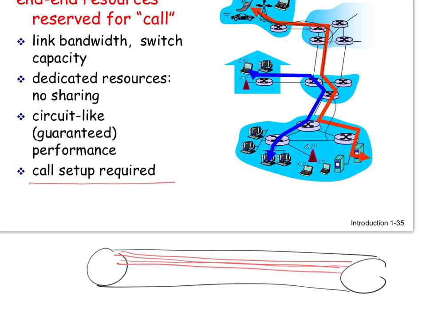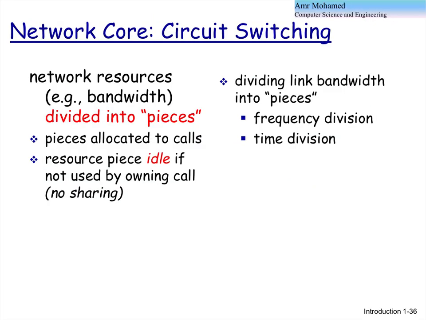If you do this, then you have the benefit of dedicated resources. There's no sharing. No multiple users will share the same circuit. Which means performance is guaranteed. But what is the cost? Not scalable. In order for me to do this, I have to divide the resources in the network into deterministic pieces, whether in the frequency domain or the time domain. Either frequency division or time division.